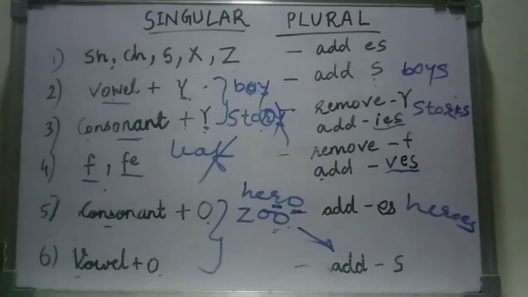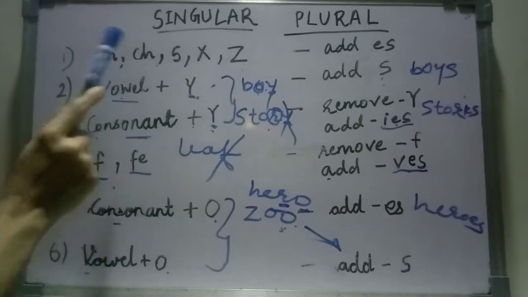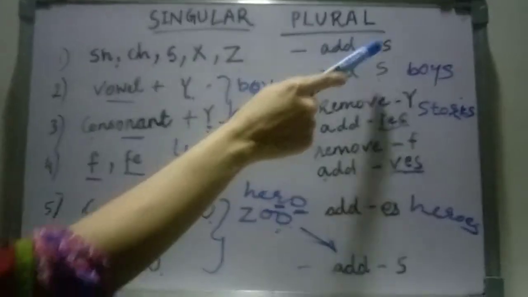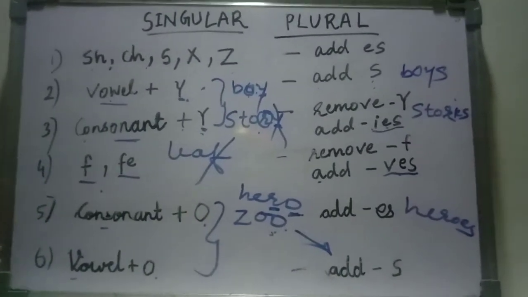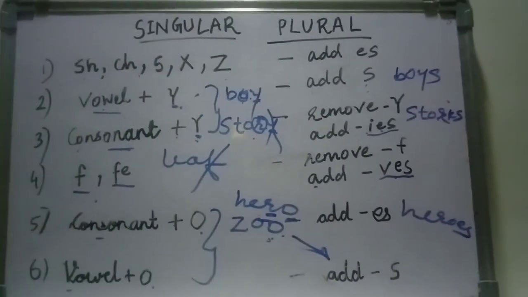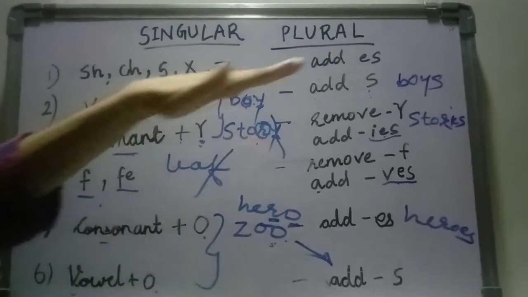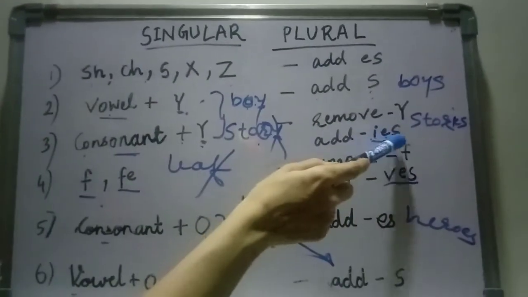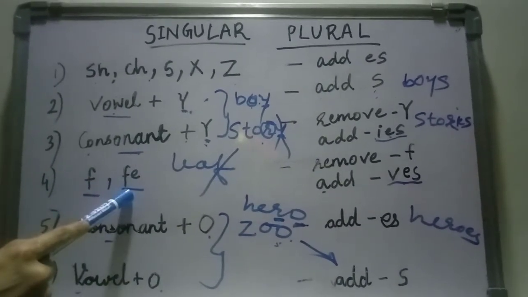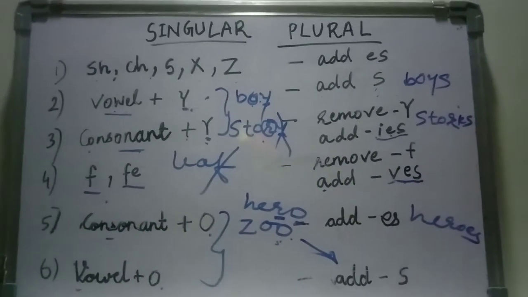Okay? So, let us revise one by one again. If a word ends with SH, CH, S, X or Z, you add ES to that word. If a word ends with vowel plus Y, you add S to it. If a word ends with consonant plus Y, you remove that Y and you add IES to it. If a word ends with F or FE, you remove F and FE and you add VES to it.